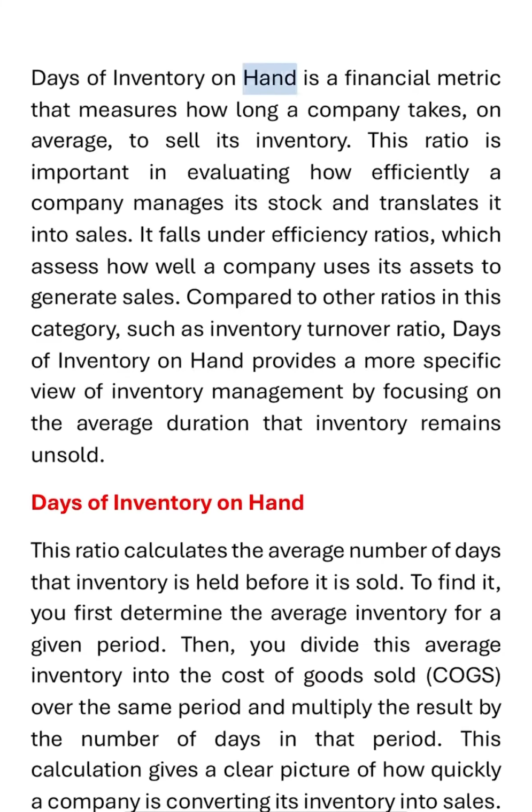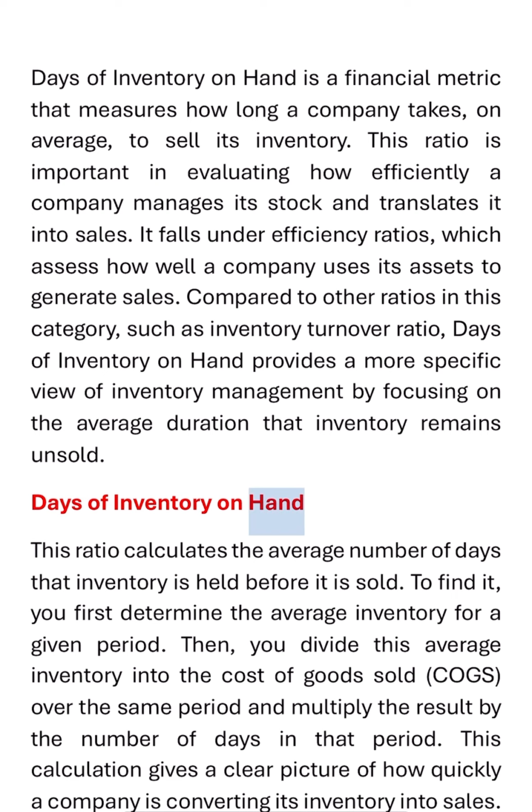Days of inventory on hand is a financial metric that measures how long a company takes, on average, to sell its inventory. This ratio is important in evaluating how efficiently a company manages its stock and translates it into sales. It falls under efficiency ratios, which assess how well a company uses its assets to generate sales. Compared to other ratios in this category, such as inventory turnover ratio, days of inventory on hand provides a more specific view of inventory management by focusing on the average duration that inventory remains unsold.